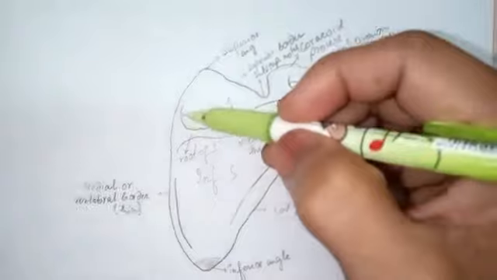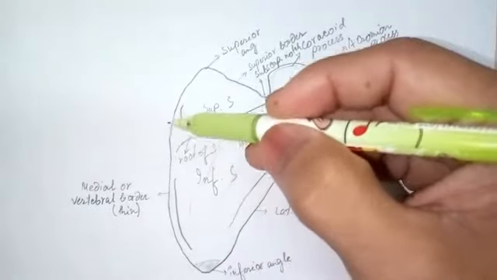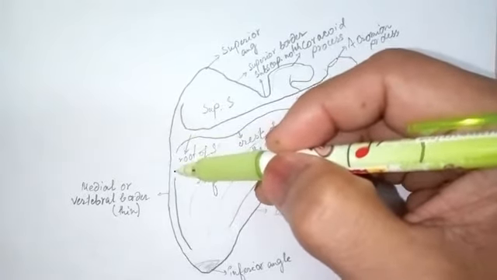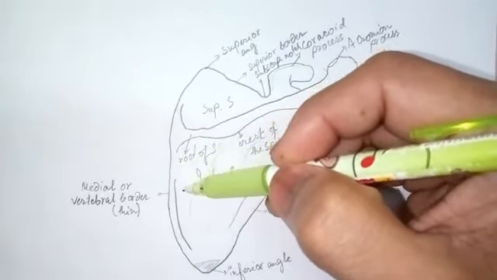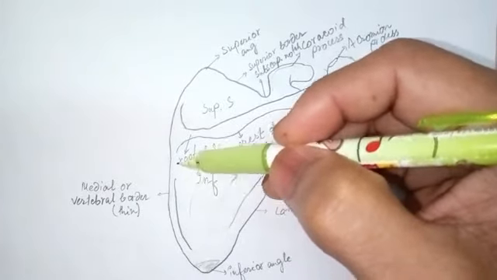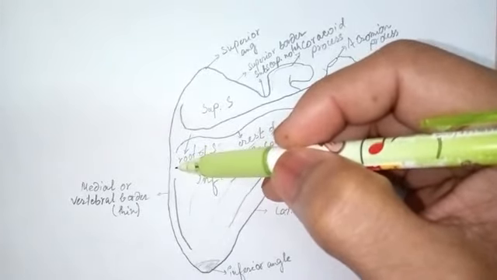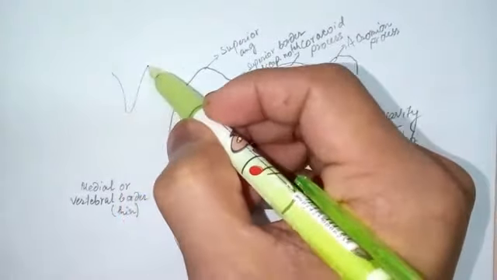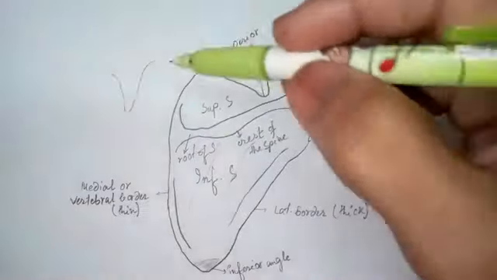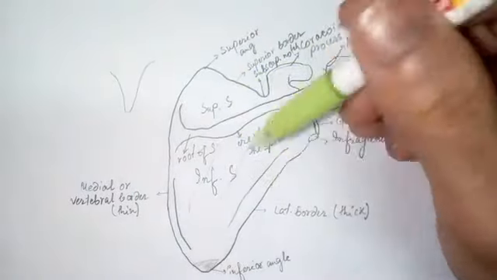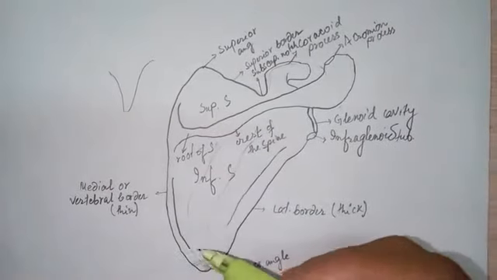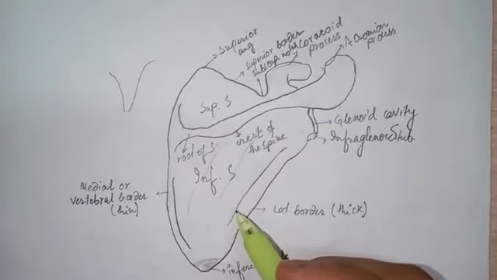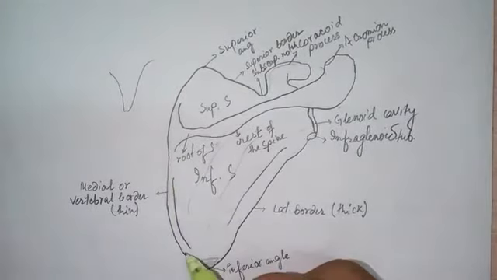And if this medial or vertebral border becomes concave, and this becomes concave, then such a type of scapula is known as the scaphoid scapula. Scaphoid means boat shaped. It looks like a boat, you see. So when it is concave and this one concave, it looks like a boat. Such type of scapula is known as the scaphoid scapula when the medial border is concave.